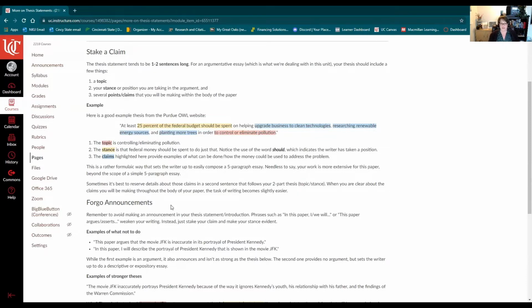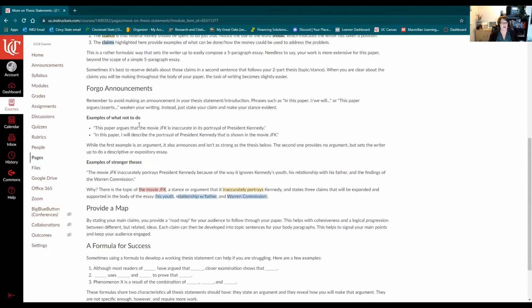So another thing to be careful of in your thesis statement is to forego announcements. We want you to not make announcements in your thesis. So don't use phrases like, in this paper I will, or we will, or this paper argues or asserts. Those types of phrases weaken your writing. Instead, just state your claim and make your stance evident.